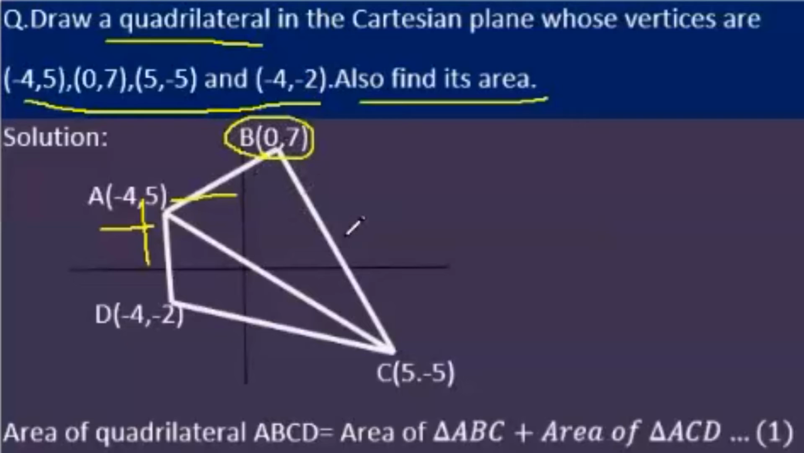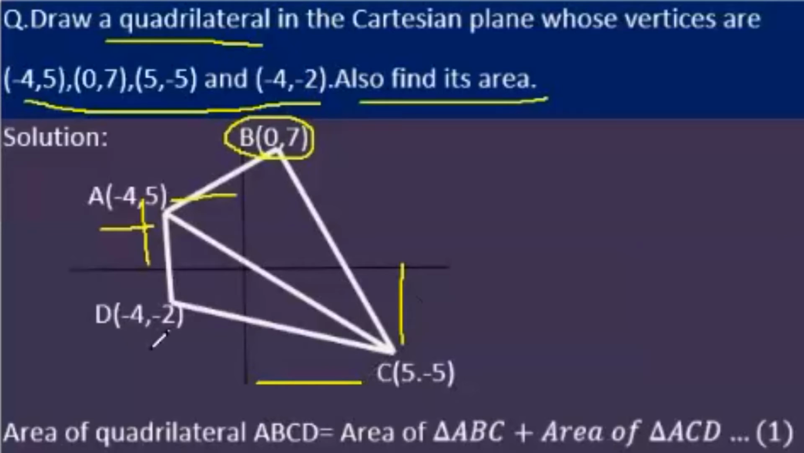Now similarly, for C, you can see that x is 5 and y is -5. So by taking x as 5 here and y as -5 here, we get this point C. Now similarly, we can get this point D. So we have plotted the 4 points in the graph. Now by joining these 4 points, we get this quadrilateral ABCD.